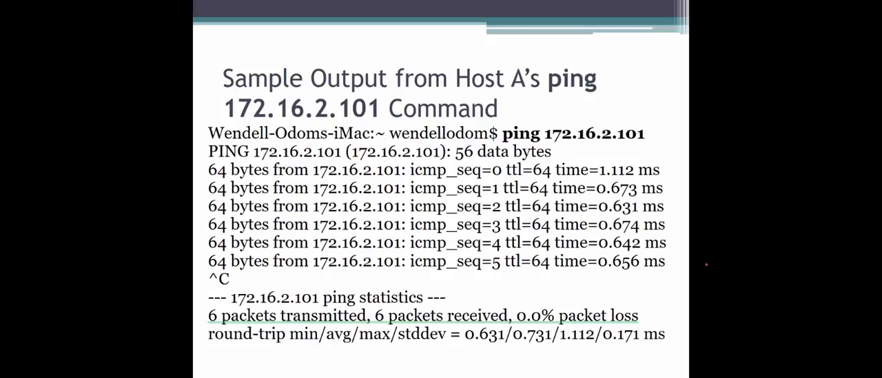Normally you'll see something like this when you ping. You'll end up with time in milliseconds. You may also end up with things like the minimum, the average, the maximum, and a standard deviation. If we sent 6, we should receive 6.